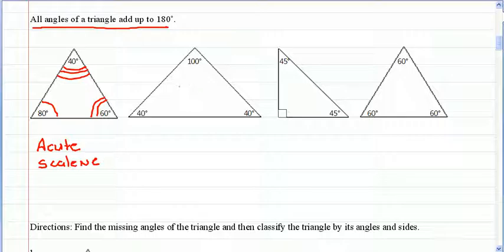For the second triangle, we have one angle that's greater than 90, so right away it's an obtuse triangle. And then we have 2 angles that are the same. So if you have 2 angles that are the same, they're your base angles, and the sides that are across from those base angles are called your legs, and that makes this triangle isosceles.